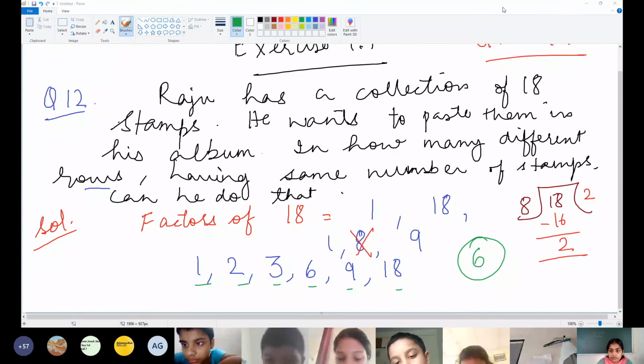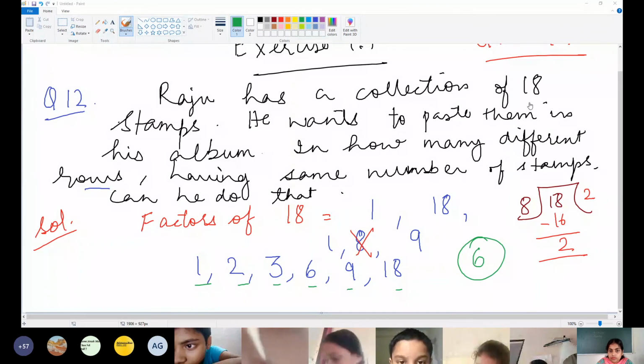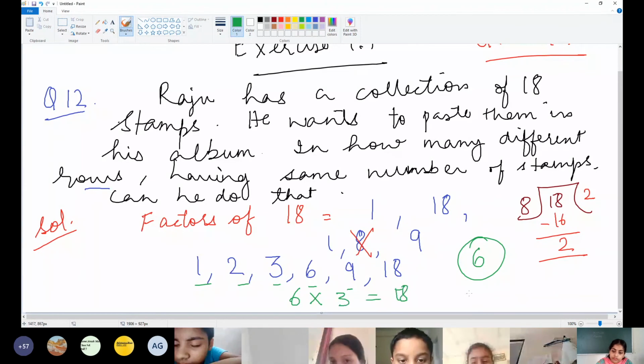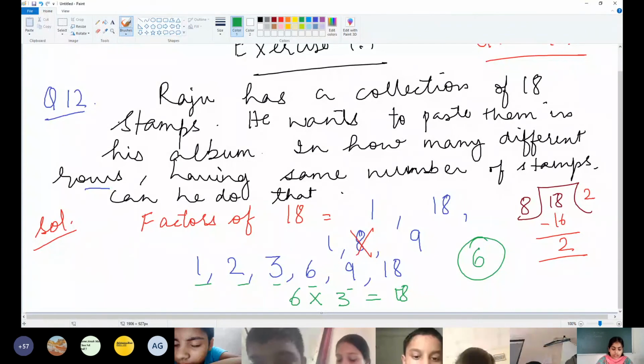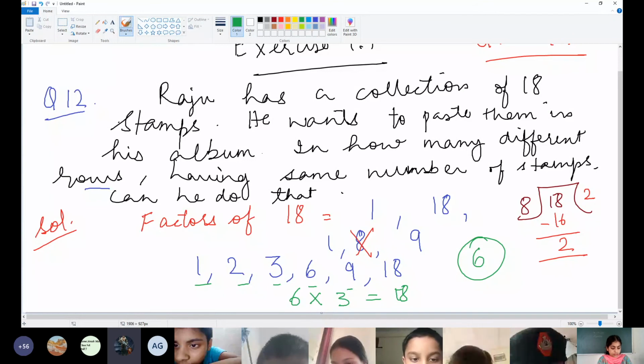Ma'am, 6. 6 threes are 18. So in one row there will be how many stamps? 3 stamps. In 6 rows, 3 stamps each. Yes, good. Now do the next question.